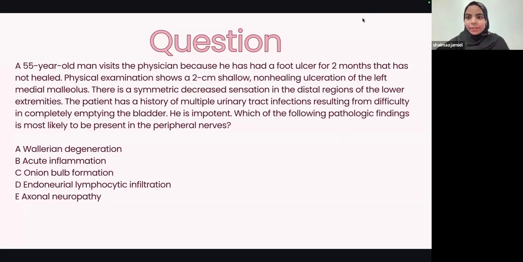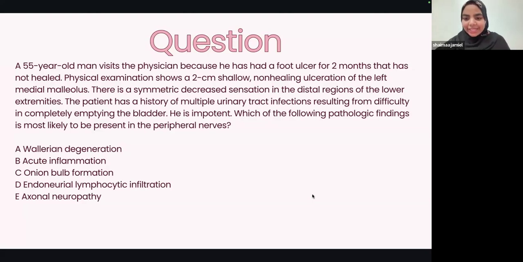A 55-year-old man visits the physician because he has had a foot ulcer for 2 months that has not healed. Physical examination shows a 2-centimeter shallow non-healing ulceration of the left medial malleolus. There is symmetric decreased sensation in the distal region of the lower extremities. The patient has a history of multiple UTIs resulting from difficulty in completely emptying the bladder. He's impotent. Which of the following pathologic findings is most likely to be present in the peripheral nerves?